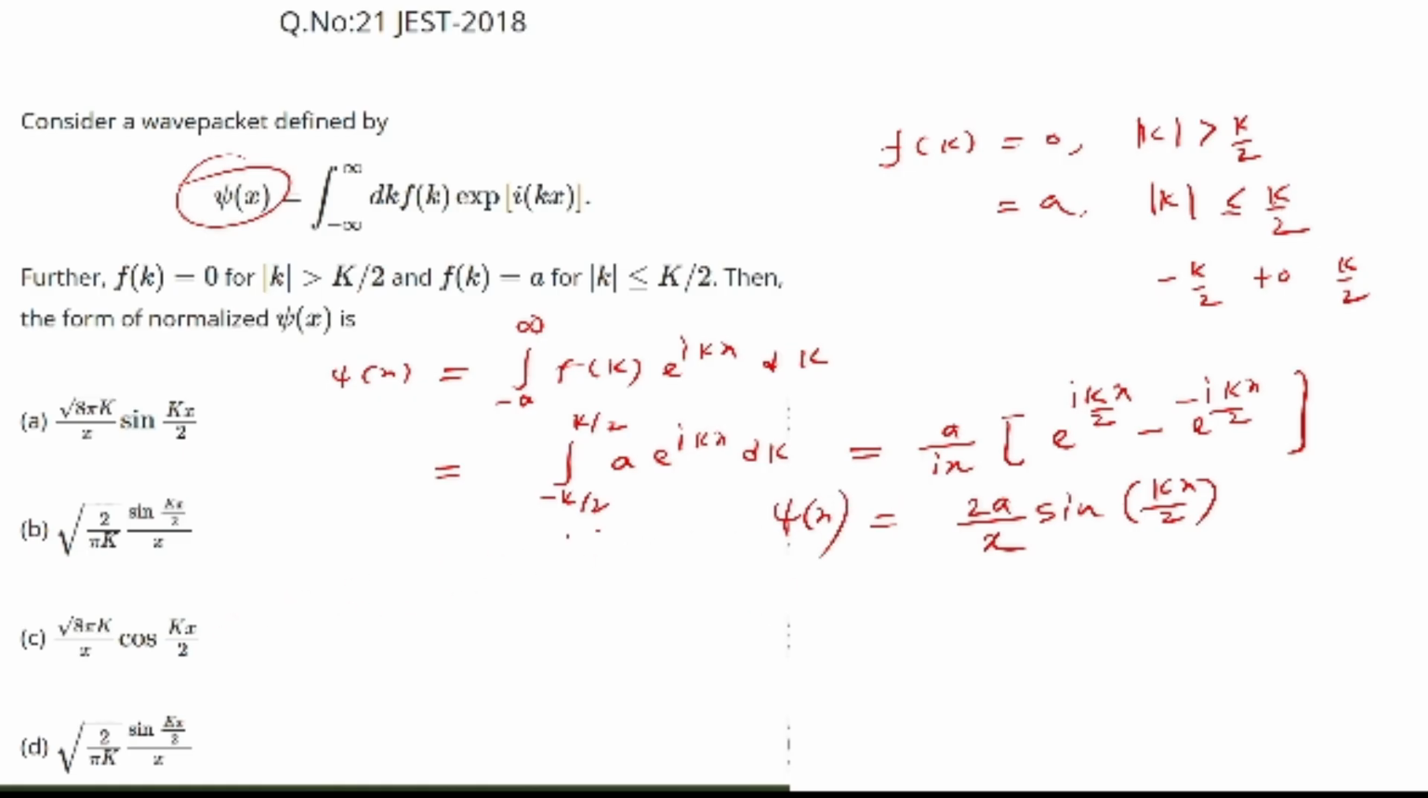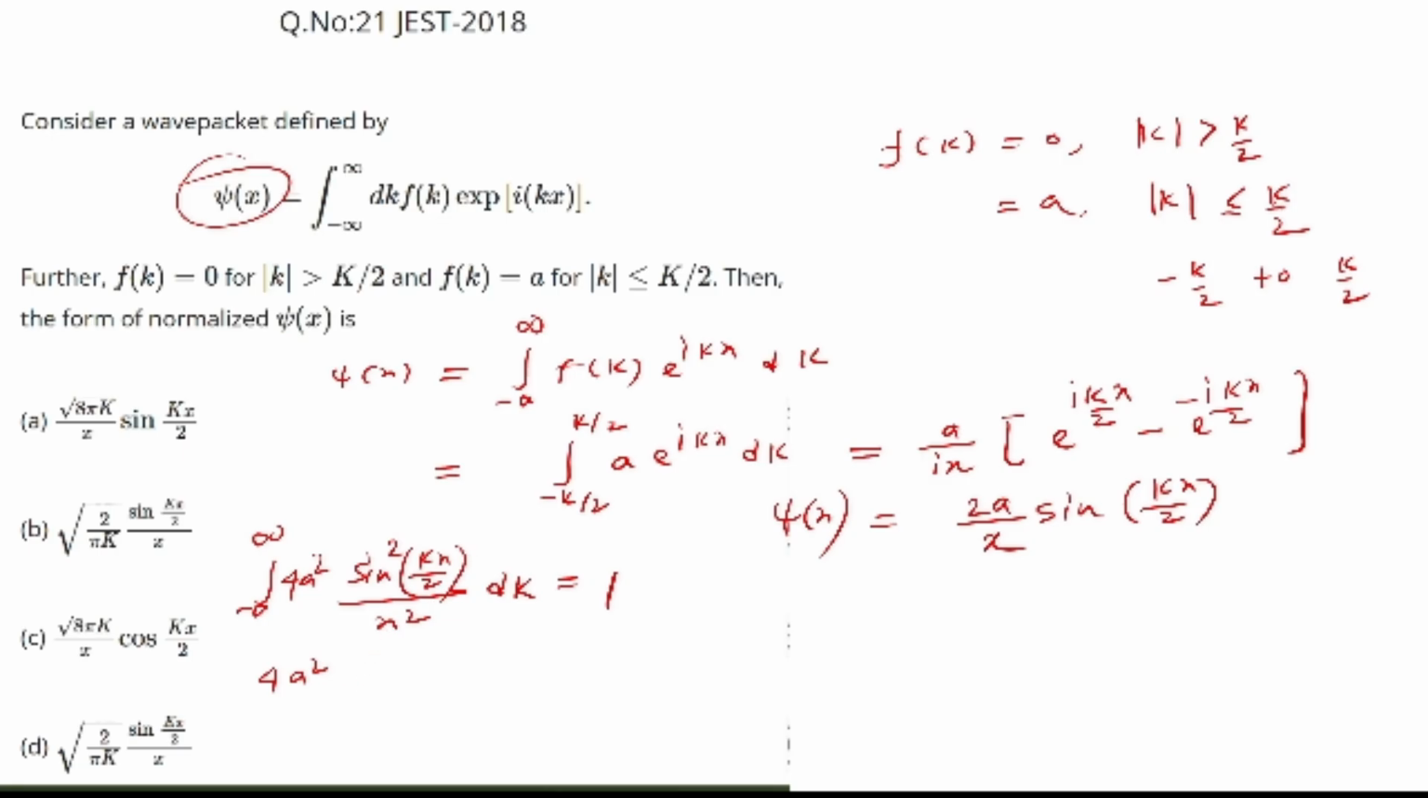Now we have to normalize it, so we integrate from minus infinity to plus infinity psi star psi equal to 1. So it will be 4a squared sine squared of kx by 2 divided by x squared, dk, equals 1, so 4 is a squared.